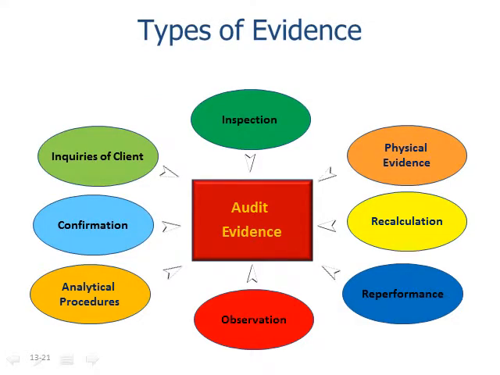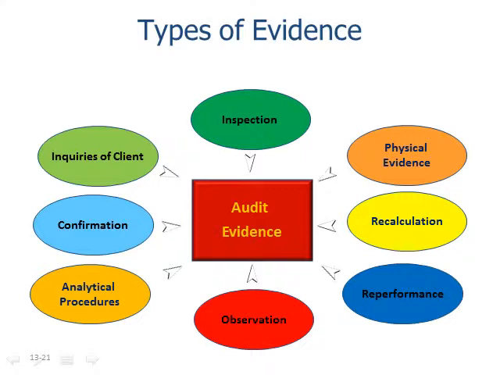I remind you again about the types of audit evidence, and we talked about this in a previous session. We talked about evidence that's comprised of inspection, physical evidence, recalculation, reperformance, observation. So we observe the physical count to make sure that there are controls around the physical count of inventory. There are analytical procedures where we're looking for expected relationships, and if they aren't there, we inquire of management.